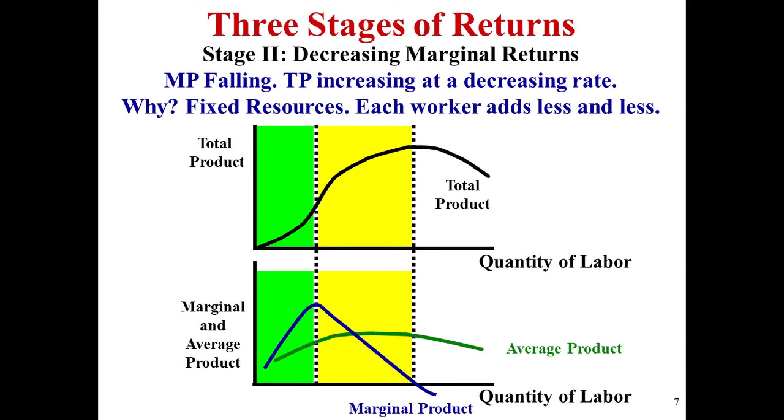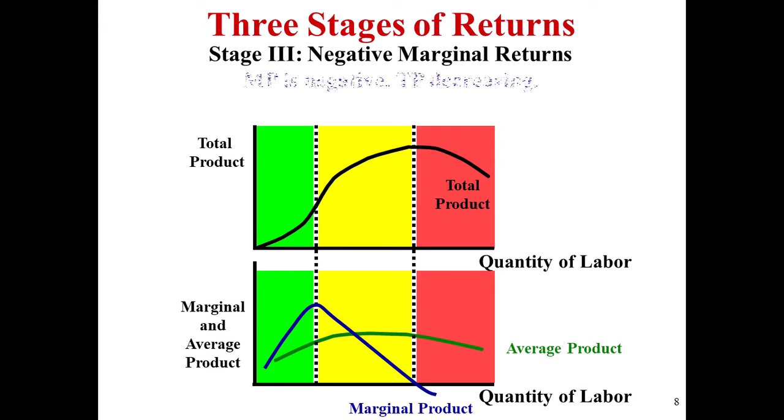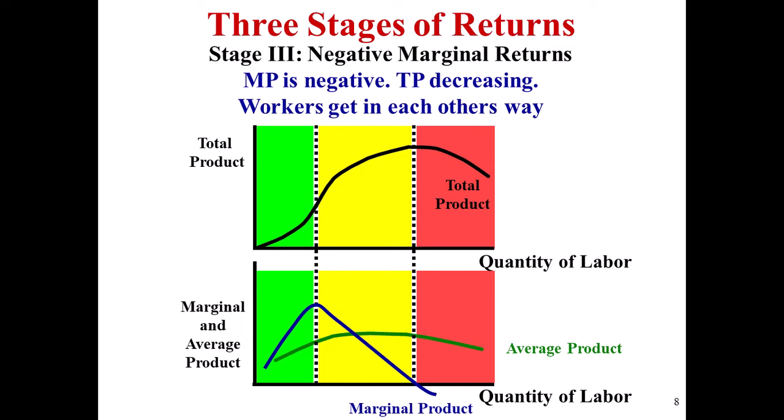And the last one is when total product starts to fall. That's negative marginal returns. Remember, that's too many cooks in the kitchen, right? Workers are just getting in the way of one another. There's not enough jobs for them to do.